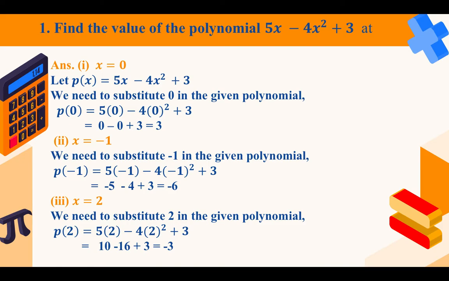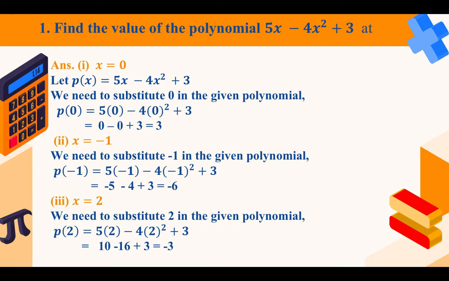Now the second part, x is equal to minus 1. This means wherever we have x, we will keep the value minus 1. So now we will substitute the value of x in the given polynomial. P of x means p of minus 1 is equal to 5x, 5x means 5 multiplied by minus 1, minus 4. Again it's x square, so instead of x square I will write minus 1 whole square. Keep that in mind. Minus 1 is whole square. You have to keep the sign also inside it. You have to square the sign also.